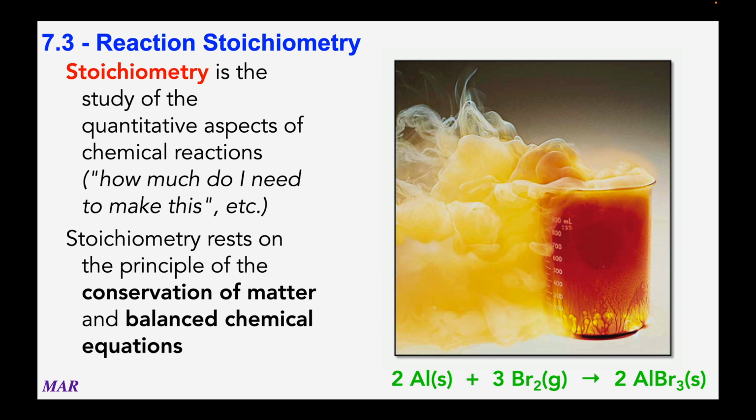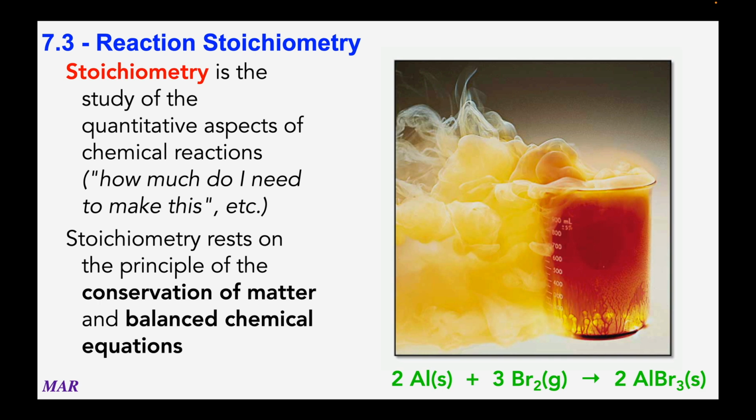Now, I used pieces and things like that in the last description. You probably know that this is going to be the mole in chemistry. So in chemistry, we would say that you need 2 moles of aluminum to react with 3 moles of bromine, and that will create 2 moles of aluminum bromide.